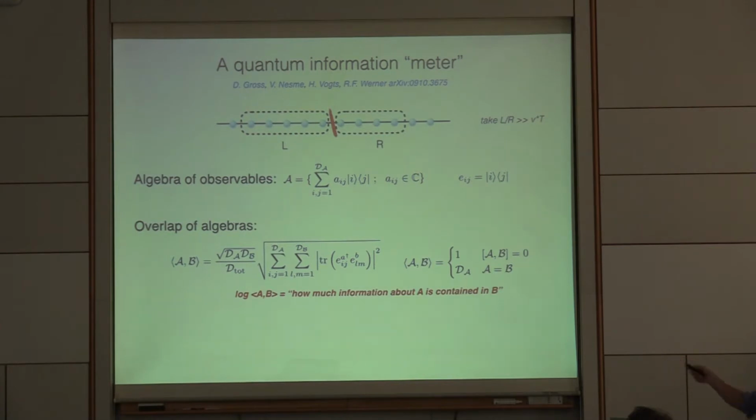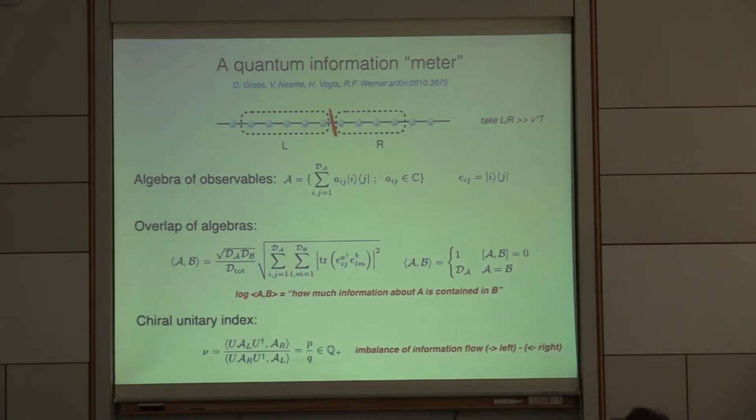And I can go further and define the overlap of two different algebras, which will basically tell us how much the measurements of one type of algebra can tell me about the other one. So this expression is a bit messy, but basically you take the basis for this first algebra, Ea, take its trace inner product with the basis elements of the other one, sum over all possible basis elements, square it and take the square root. And this normalization out front fixes the overlap to be 1 if A and B are totally separate so that they commute with each other, and the dimension of A if A and B are the same. So if I take the log of this quantity, log of 1 is 0, and log of dA is basically, you can interpret this as how much information about A is contained in B.